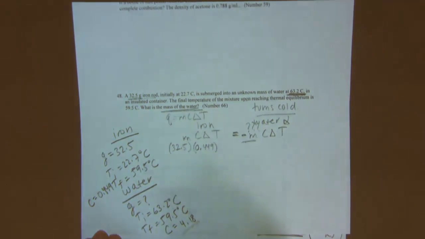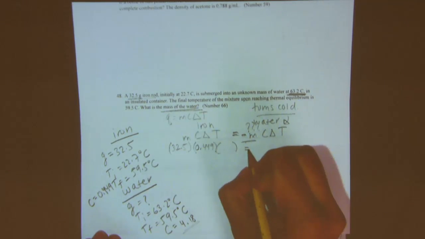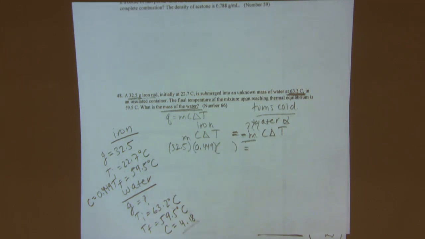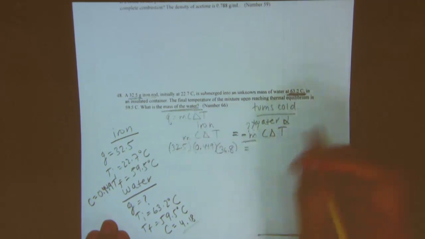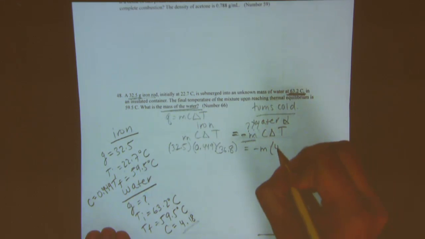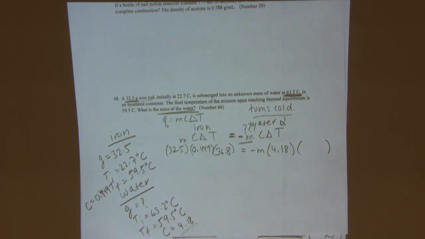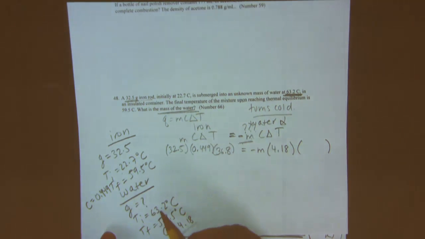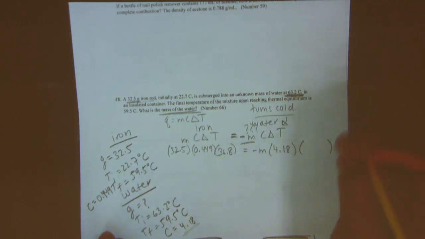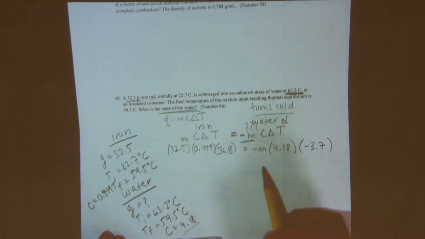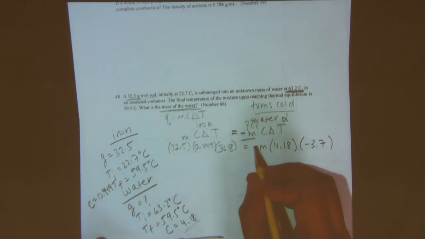And my temperature change for iron, just for simplicity's sake, it's 59.5 minus 22.7, which is, can someone tell me what that is? 36.8, thank you. And then we don't know what M is, so I'm going to leave it as that. We know the specific heat of water as 4.18, and we know the temperature change would be 59.5 minus 63.2, which is, awesome, negative 3.7. So as you guys can see, the negative and the negative are going to cancel each other out, so it's basically going to be the same answer in the end. That's why we always put a negative in front.